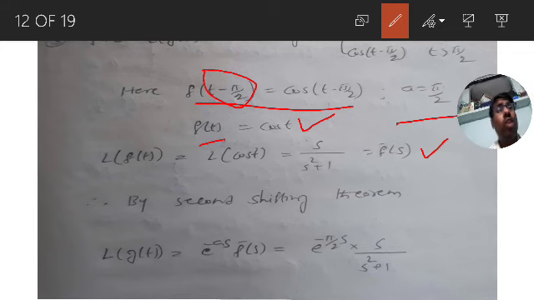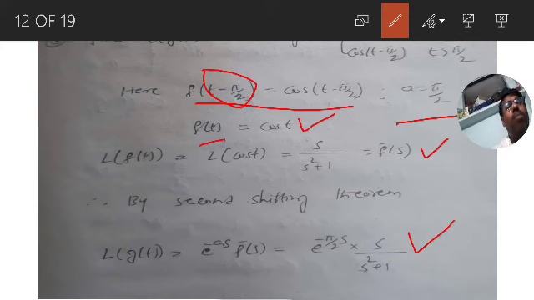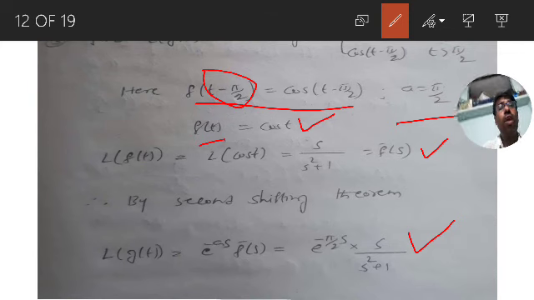So substitute this. What is the value of a? Pi by 2. And what is f bar of s? It is s by s square plus 1. By the second shifting theorem, L of g of t is e power of minus a s into f bar of s. At place of a, pi by 2, and at place of f bar of s, you have to write s by s square plus 1. So L of g of t is equal to e power of minus pi by 2 s into s by s square plus 1.